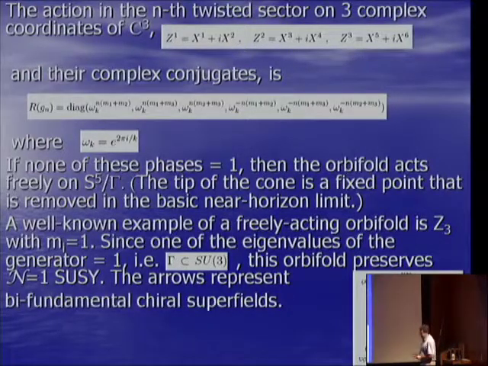Now here there is another immediate observation that if none of these phases equals 1, then the orbifold acts freely on S5 mod gamma. Namely, if you look at the set of points some distance from the origin, namely you exclude the origin, then you see that on this space S5 mod gamma, all points move around and no points are fixed by this orbifold action. The tip of the cone is by construction a fixed point, but we noticed before that the tip of the cone is kind of removed when you take the near horizon limit, right? Because it just becomes part of the AdS space. So that we don't care about. But we care about whether the action on S5 mod gamma has fixed points or not.